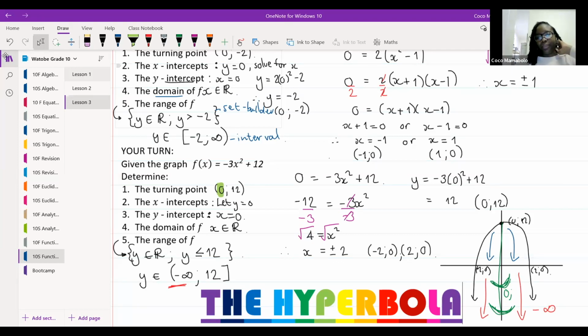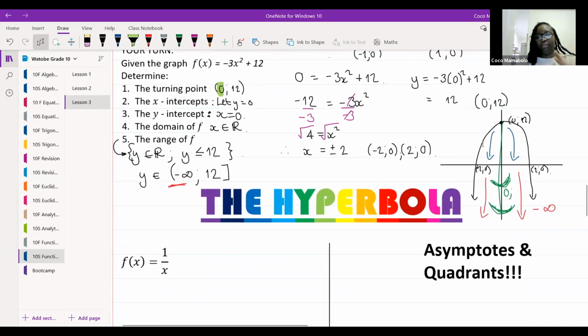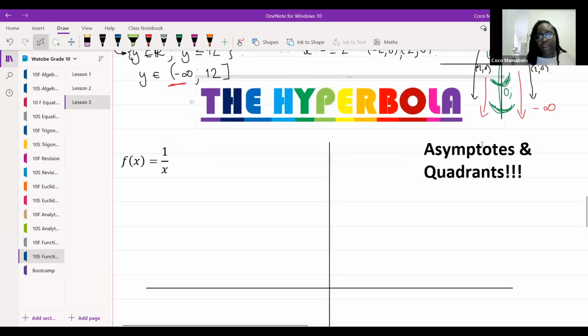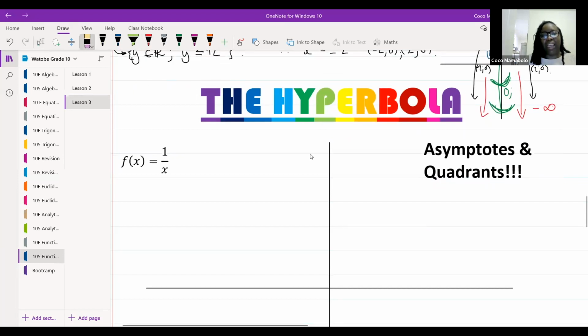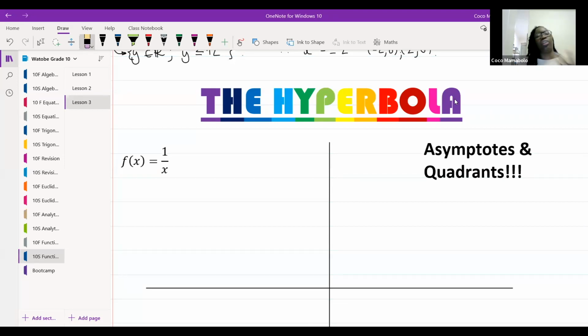Let's talk about the hyperbola, guys. I love the hyperbola. It's such a weird graph because technically it's not one graph. It's 2 graphs in one. And that's why I love it so much, because it's such an oddball. It's a weirdo.